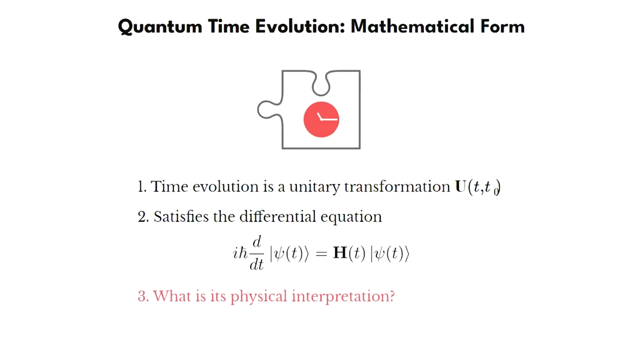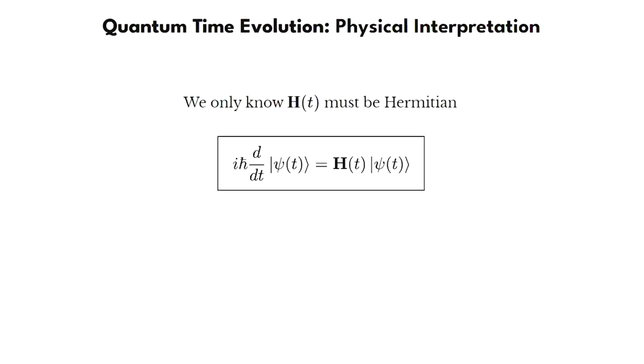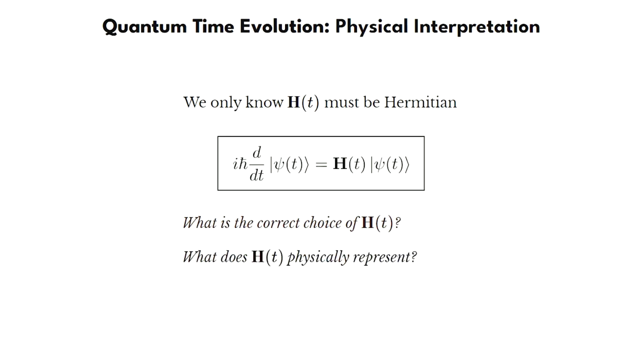Now, one last question is: what is the physical interpretation of the Schrödinger equation? Well, we know that H must be Hermitian, but what is the correct choice of this H? We know that different H will give different dynamics that evolve the system differently. And we're also trying to ask what H physically represents.